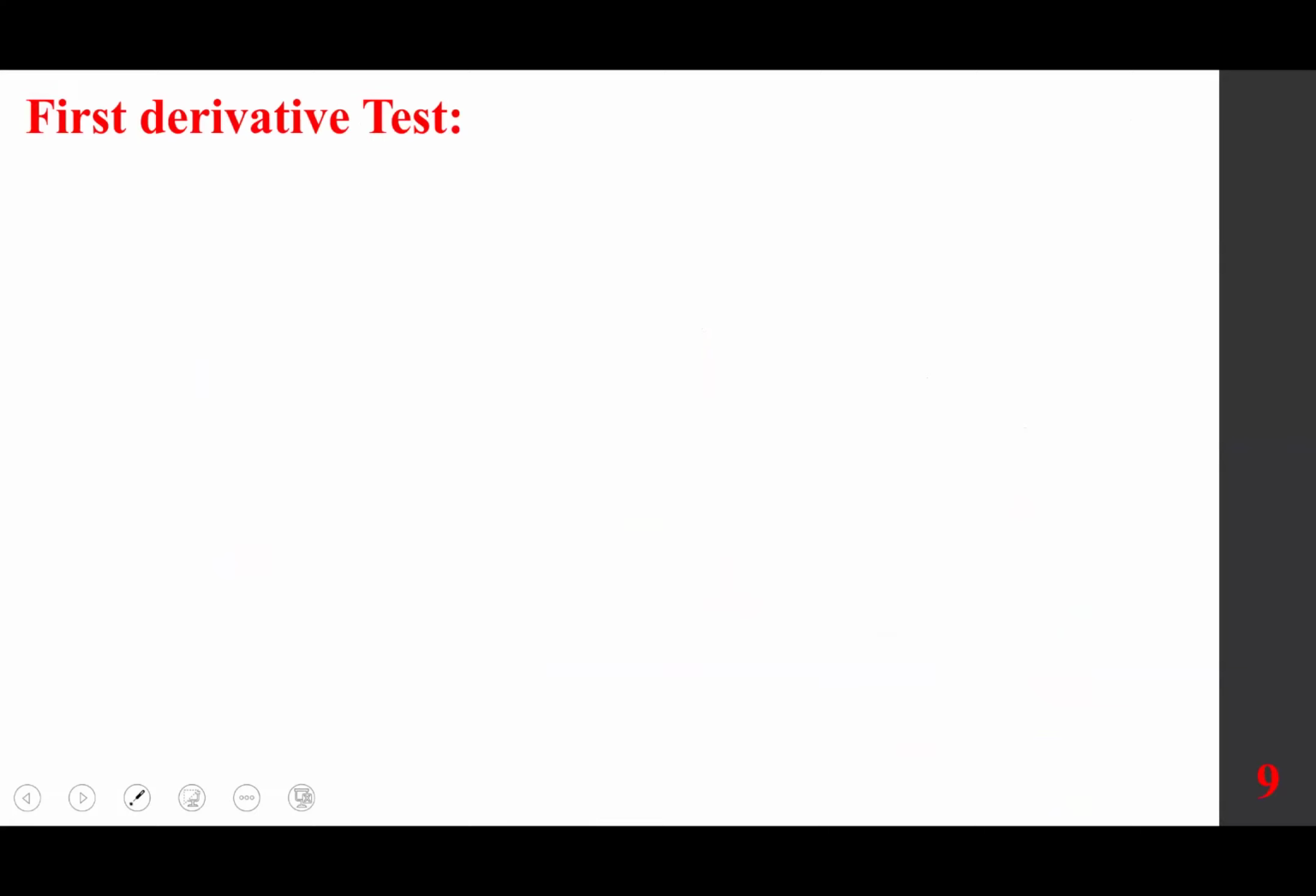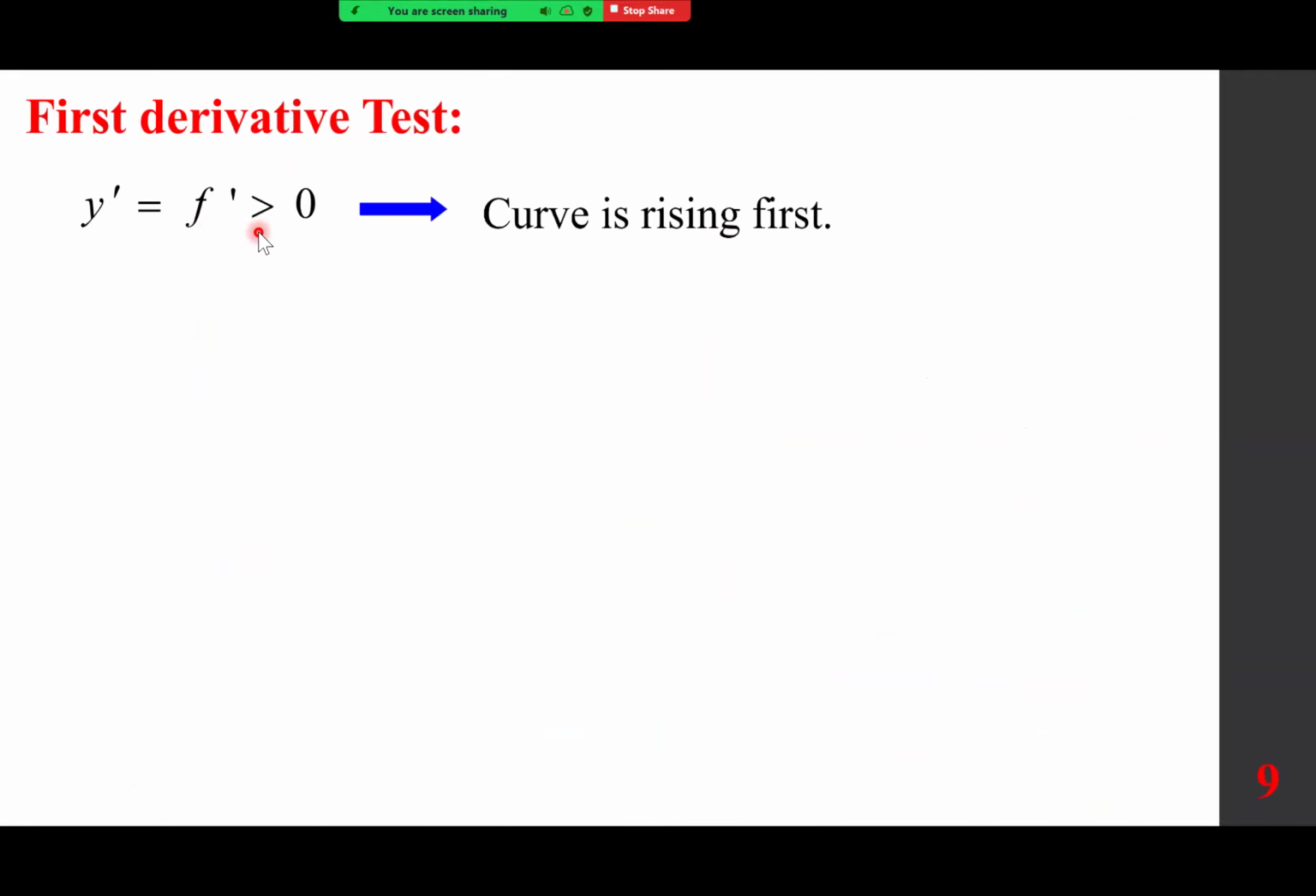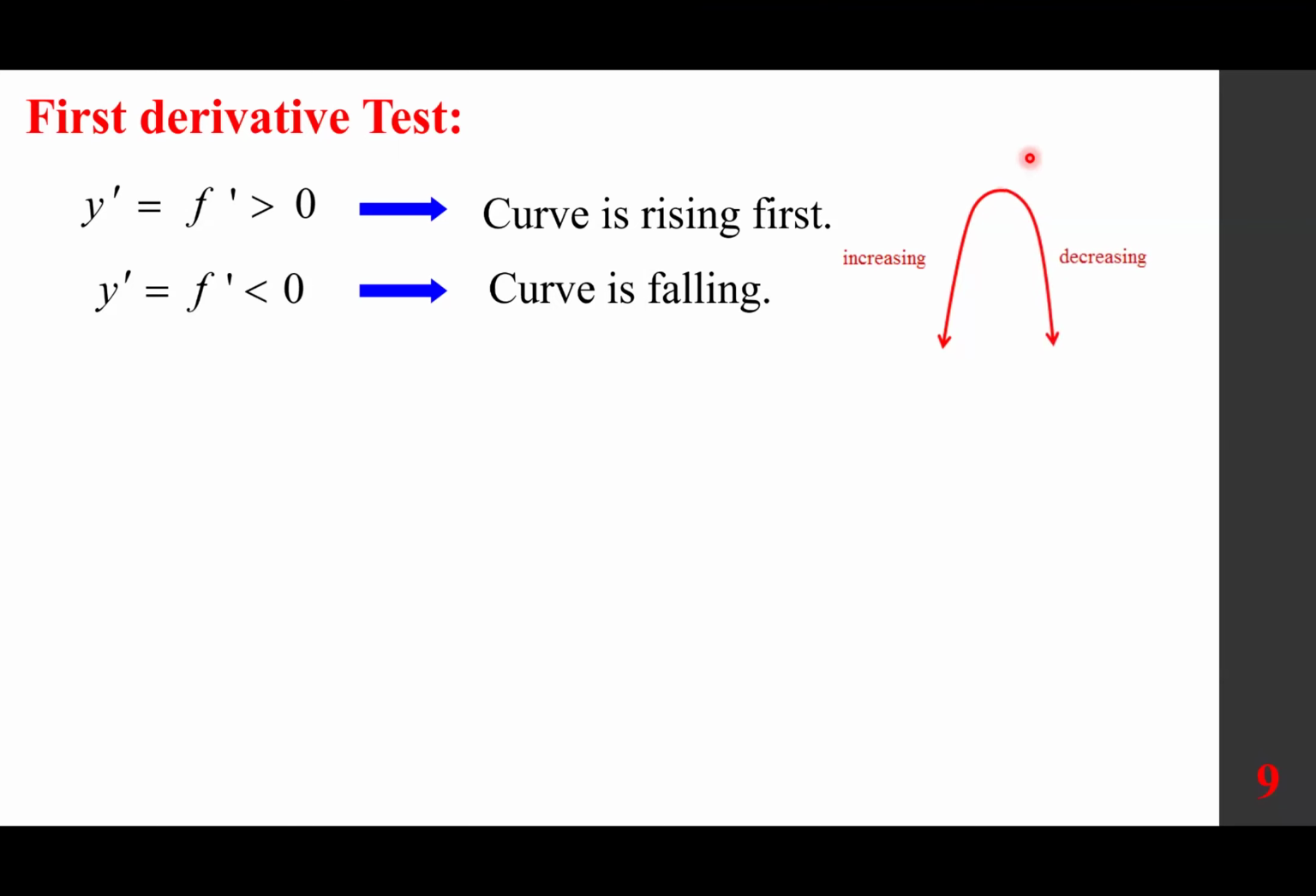What is the first derivative test? y prime or f prime is larger than 0. The curve is rising. First, when it's looking like that, it's increasing. The function is increasing. And then if it's less than 0, the curve is falling, looking like this. So it creates an extreme. This is a local max. As it changes from increasing to decreasing, it creates a local max.